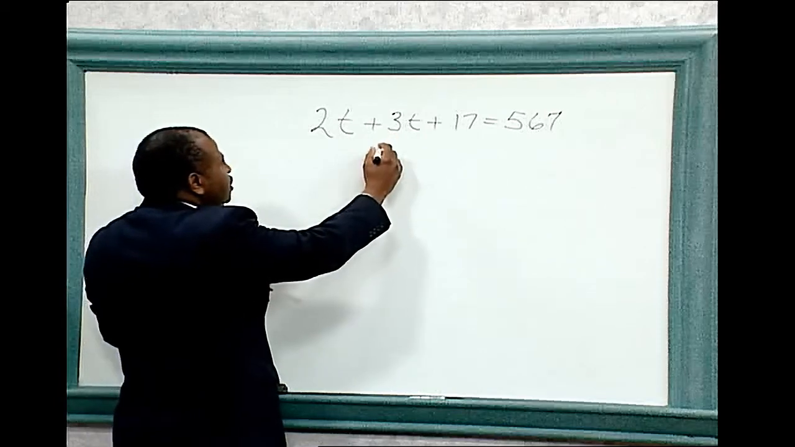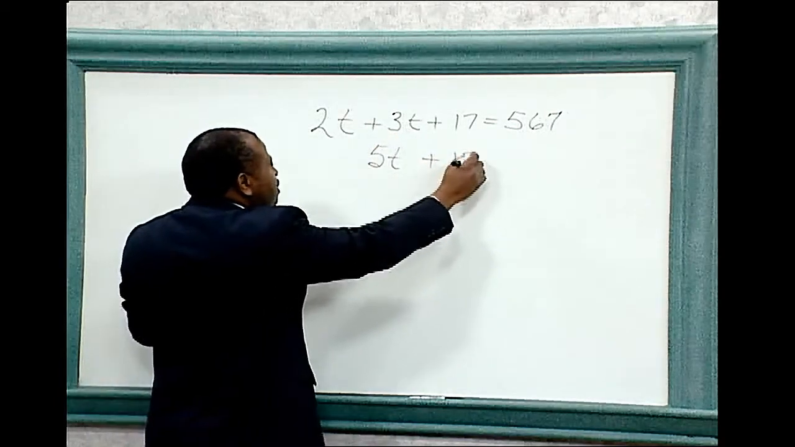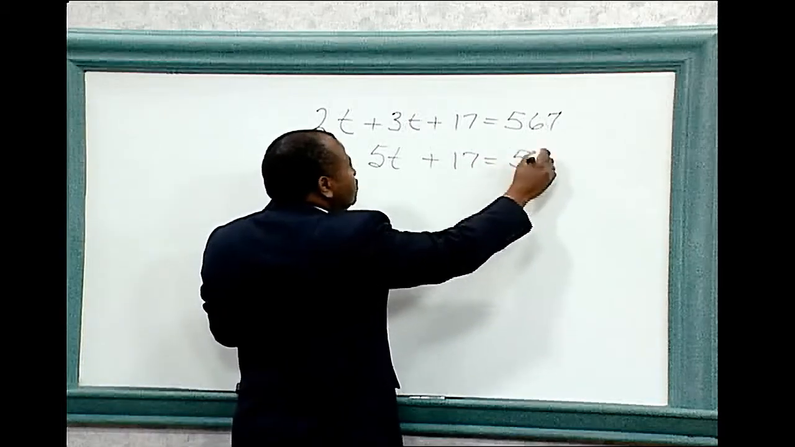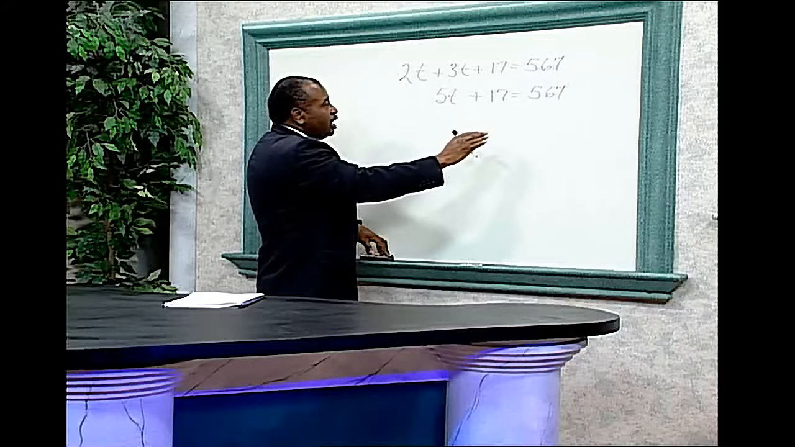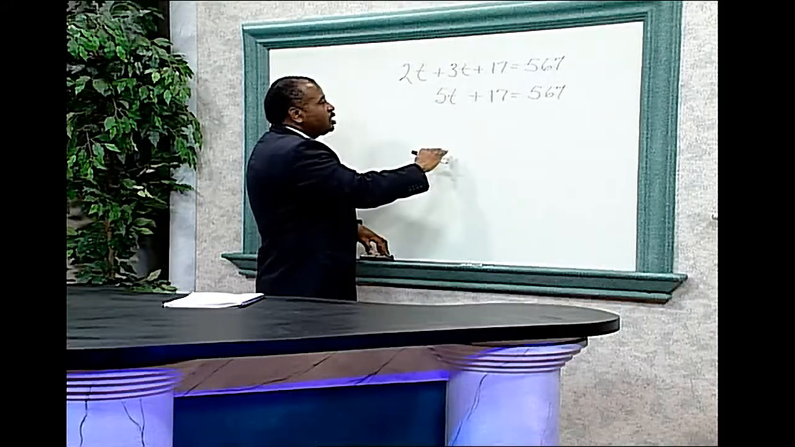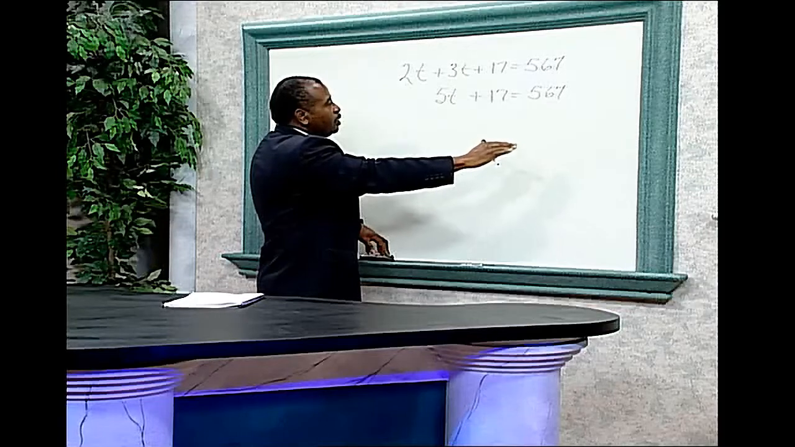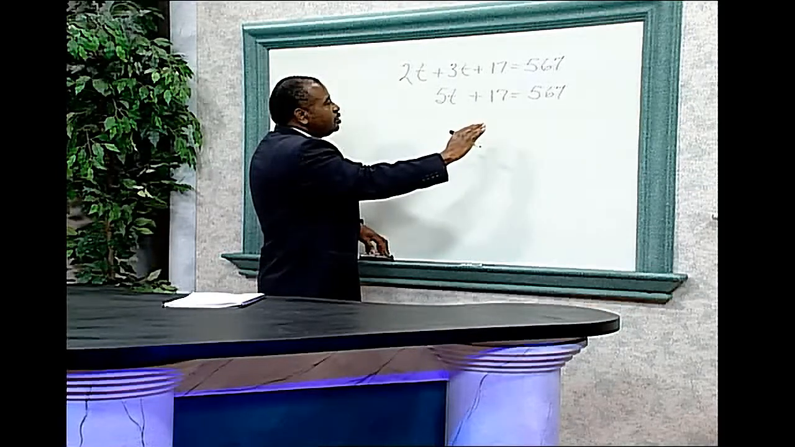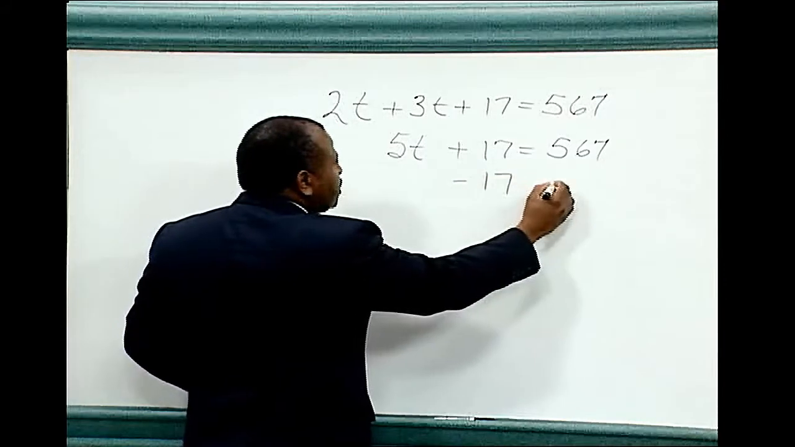2t plus 3t is equal to 5t. 5t plus 17 is equal to 567. In this particular equation, we must subtract 17 from both sides of the equation. Whatever you do to one side of an equation, you must do to the other side also, because the equation must always be balanced. Subtract 17 from both sides.